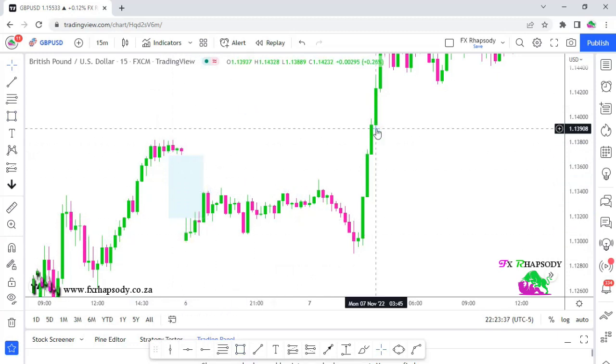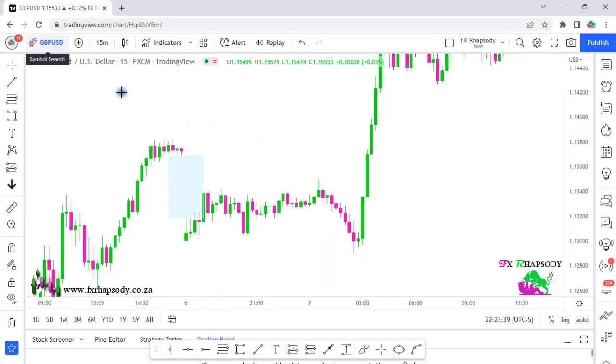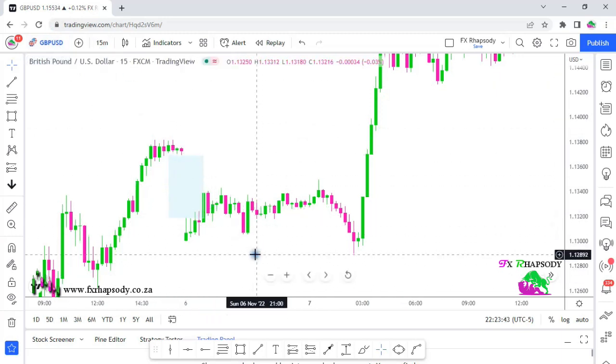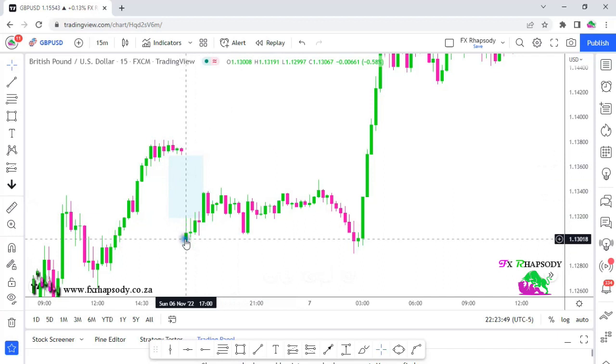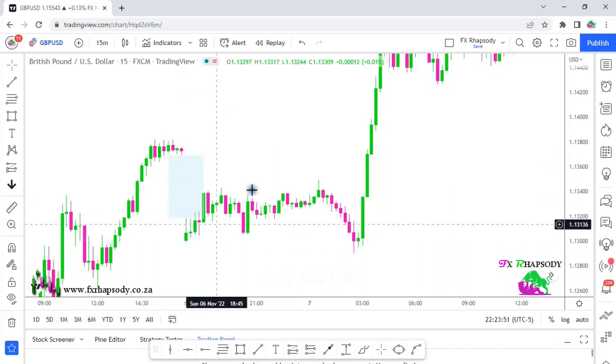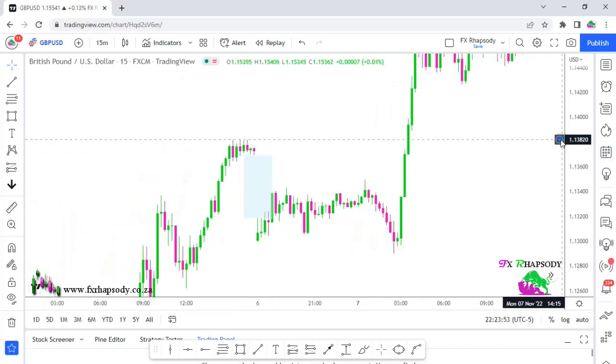So this is British pound US dollar. This is in the 15 minutes. Like I said, 15 minutes is always a good time frame to trade and to place your trades as well. So as you can see, this gap was filled in the market, and then the price got filled. That is just one little example.